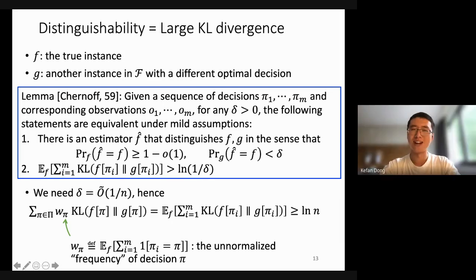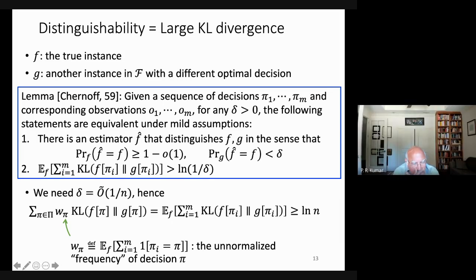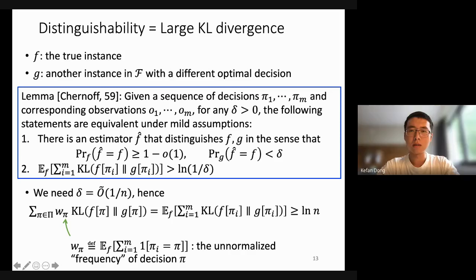Oh, yeah. So if I can just ask this question, suppose f and g behave identically under pi, then their KL divergence will be 0. Yes. And then you're saying that you cannot distinguish f from g in that case. Yes.